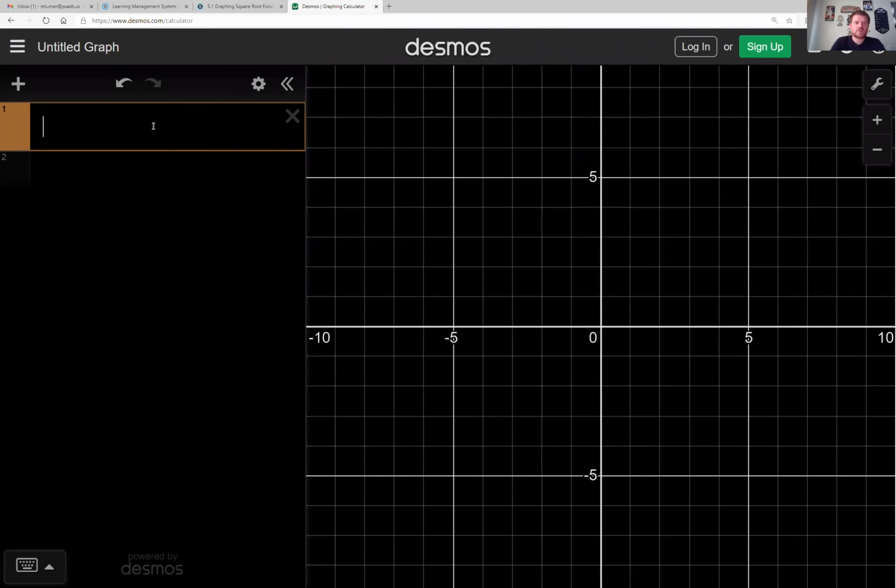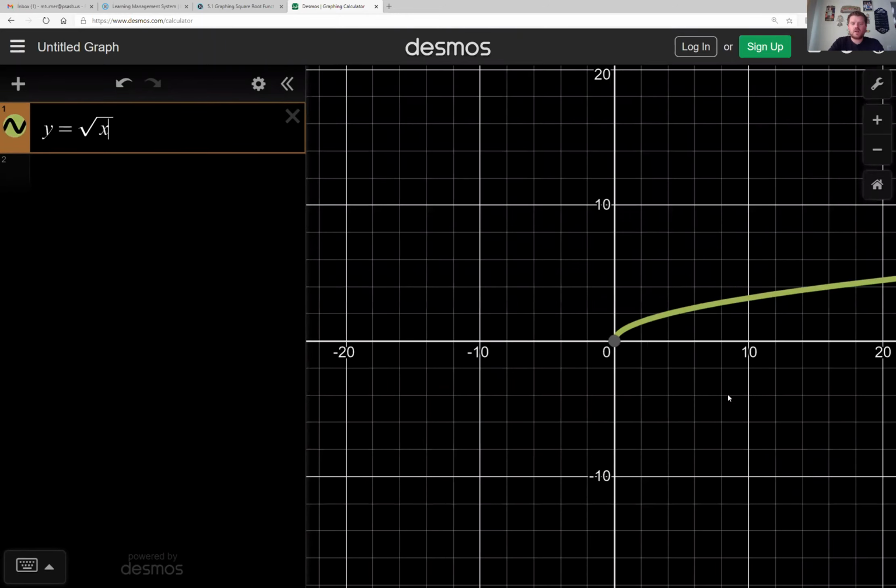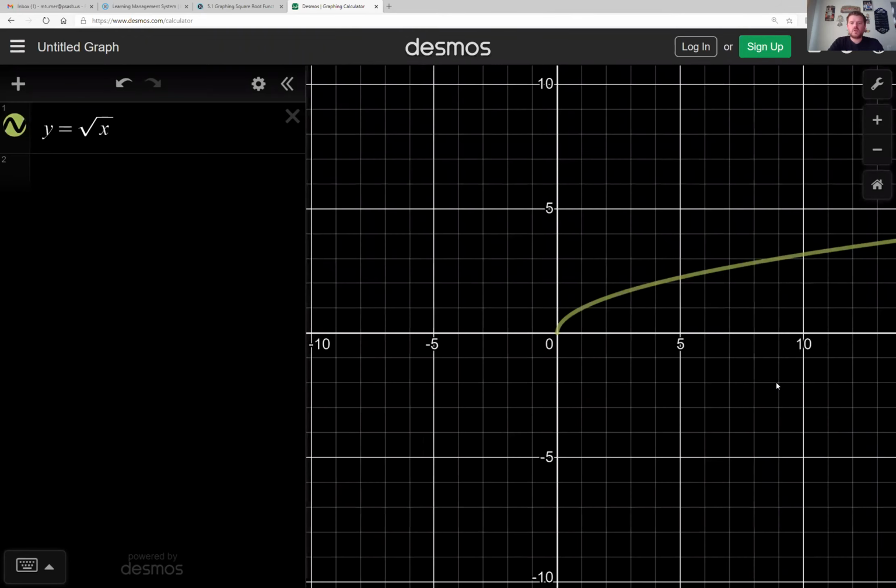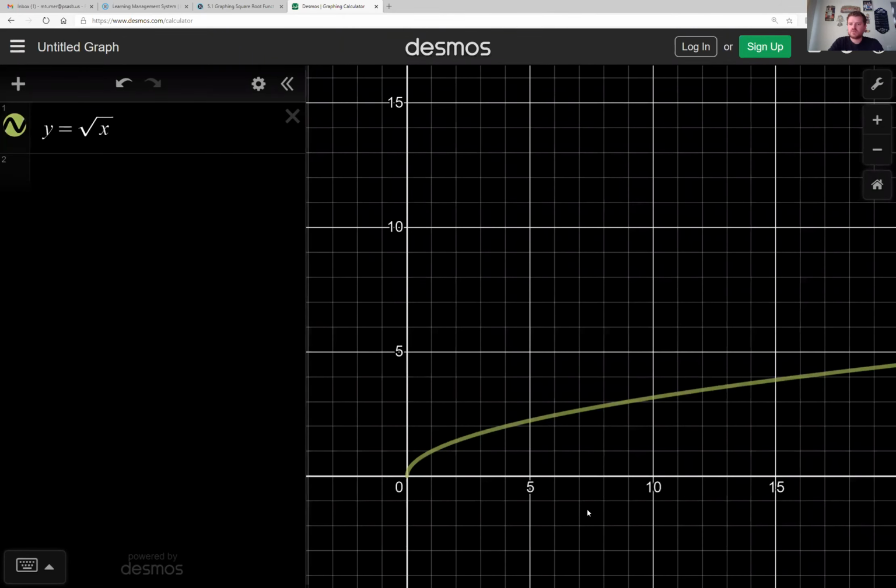For this, because we're doing this online, we're going to be using Desmos. So if you go into Desmos here, we're going to start with the parent square root function, which is y or f of x equals square root of x. And so you can kind of get a look at what this shape is. You are asked to identify the domain and range, just like any other function family that we first introduced.